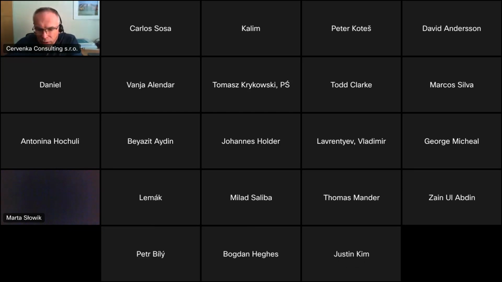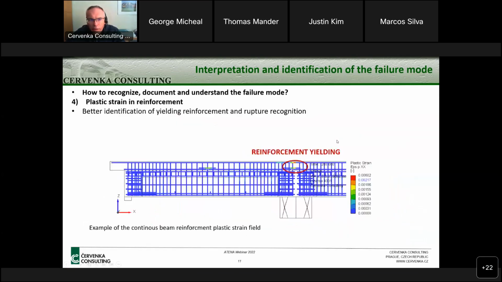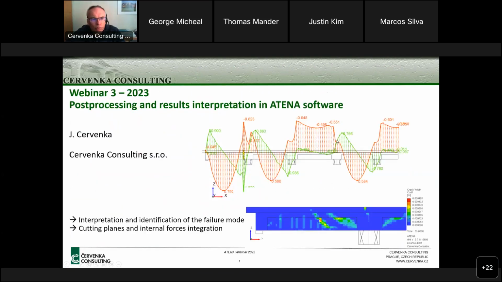So let me first start sharing my screen. The topic of this webinar, I should go to the first page, is about post-processing and how to properly understand and evaluate the results from nonlinear analysis in ATENA. So this will be the focus of our webinar today.